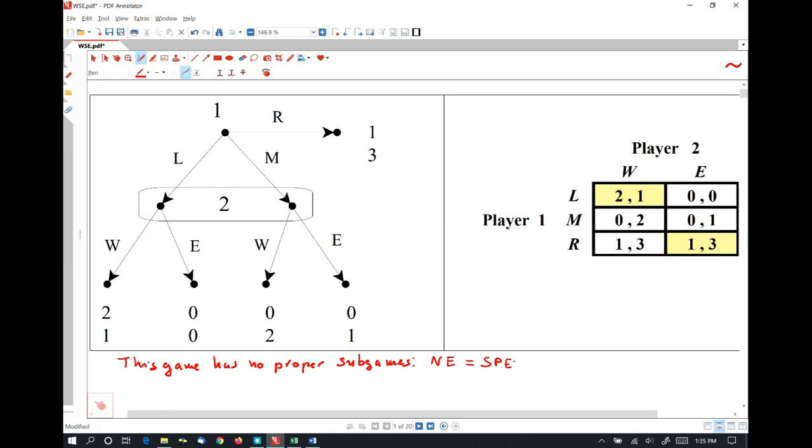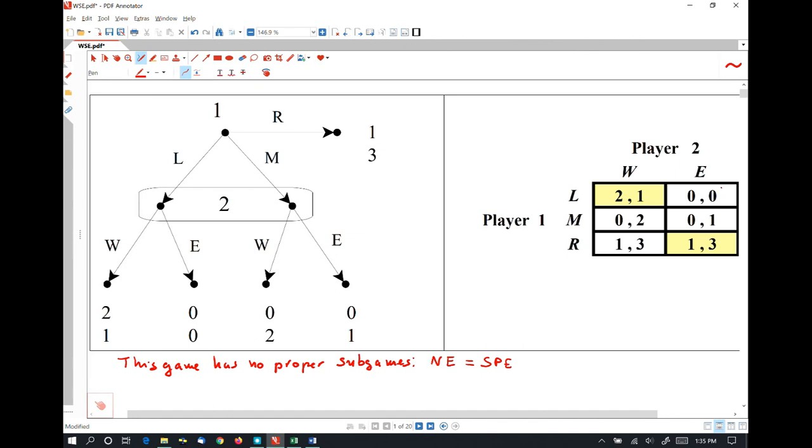So to find the Nash equilibria, we can draw the strategic form associated with this game. This is a very simple game. Each player has only one information set. Player 1's information set is just a single node, and there he has three choices. So player 1 has three strategies, L, M, R, and player 2 has only one information set, two choices there, W and E, so we have a 3x2 matrix. And if you fill in the cells, then you get the strategic form that is written on the right.